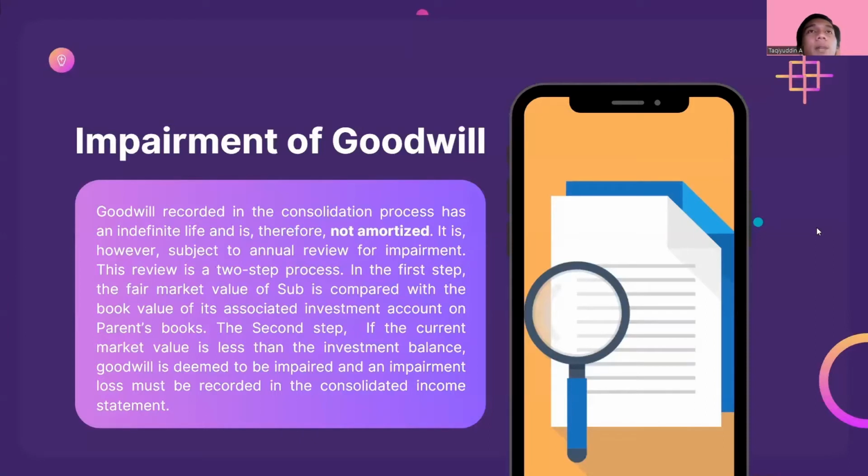Okay, next is the impairment of goodwill. Goodwill recorded in the consolidation process has an indefinite life and is therefore not amortized. It is, however, subject to annual review for impairment. This review is a two-step process. That is, in the first step, the fair market value of the sub is compared with the book value of its associated investment account on the parent's book. The second step, if the current market value is less than the investment balance, goodwill is deemed to be impaired and an impairment loss must be recorded in the consolidated income statement.